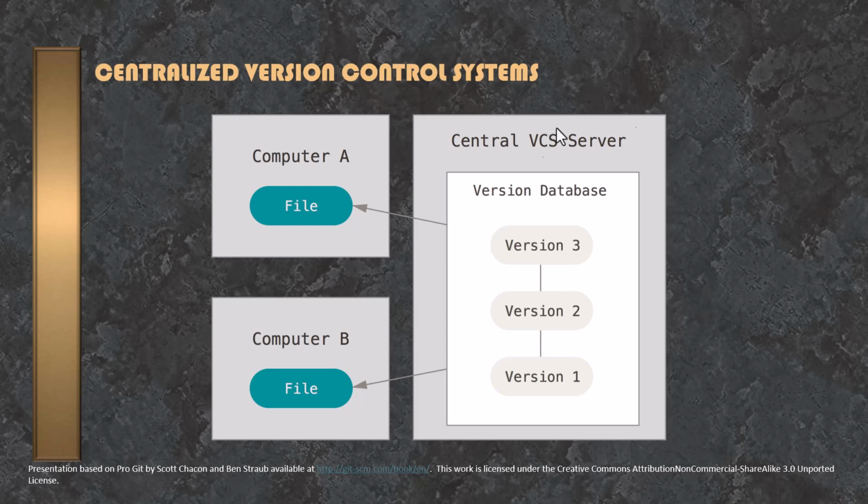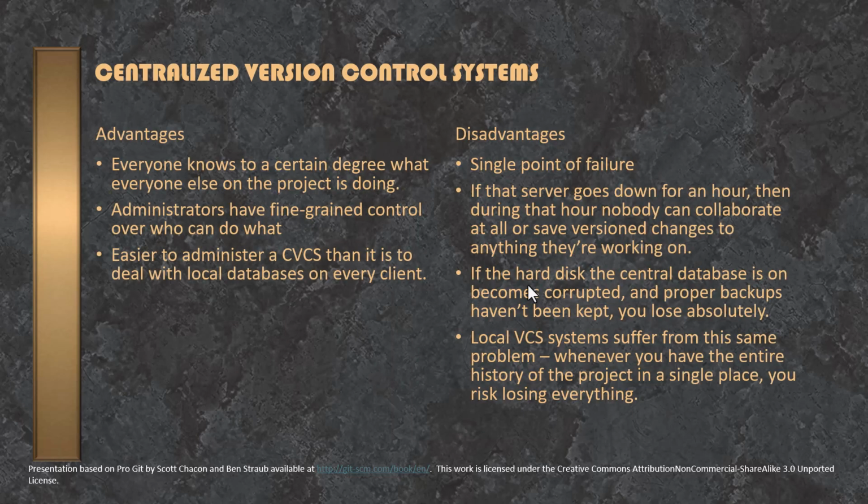And so this might look like this. You have some central server. This could be on a LAN, or it could be on a network, or it could be in the web. And you have two computers that are maybe working with this. They check out a file and they work on it, and then when they're done, they check it into central version control. And some of the advantages of centralized version controls are everyone knows to a certain degree what everyone else on the project is doing. Administrators have fine-grained control over who can do what, and it's easier to administrate a central version control system than it is to deal with local databases on every client.